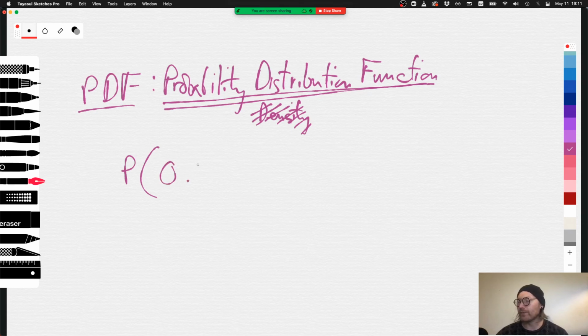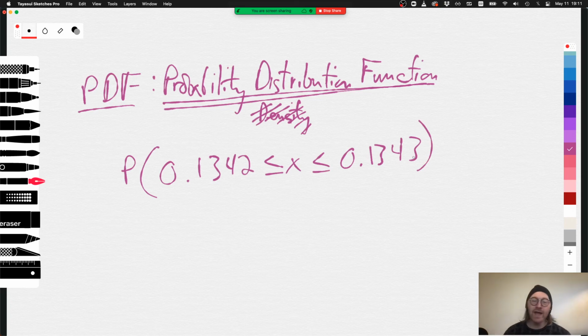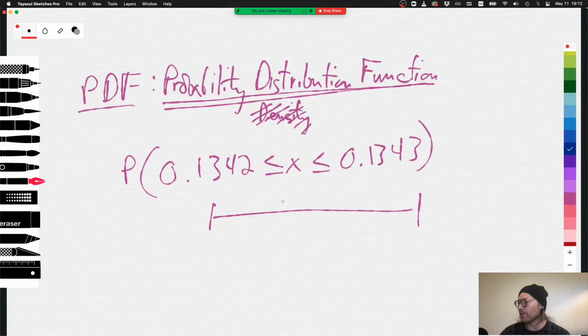We could say 0.1342 is less than or equal to x, which is less than or equal to 0.1343. We can answer a question like that, right? Because at the end of the day, what this is, is the upper bound minus the lower bound, over, if this is 0 to 1, over 1. So we could determine a probability if this is a uniform distribution. Otherwise, we might have to do a little more work, if it's not uniform.